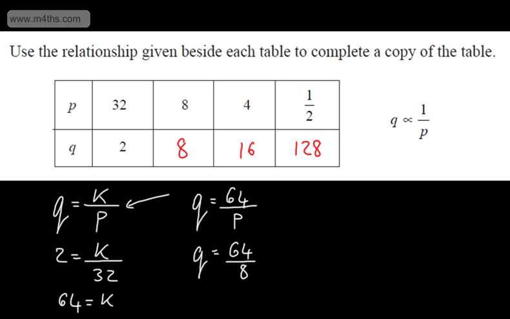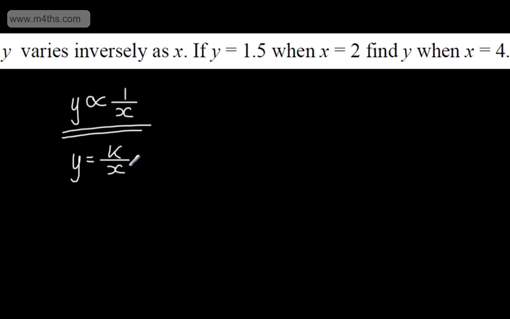Okay, let's have a look at another one. Y varies inversely as x. If y is equal to 1.5 when x is equal to 2, find y when x is equal to 4. So again, let's pull the maths out. Y is inversely proportional to x. You could write it in the following notation, or you could say that y is equal to k divided by x, where k is the constant of proportionality.